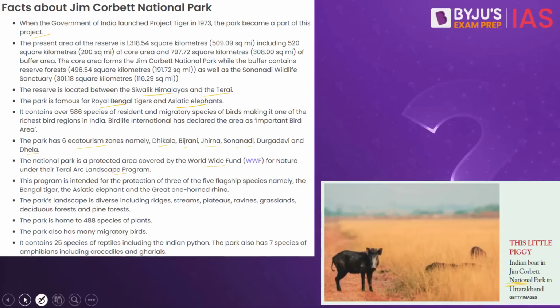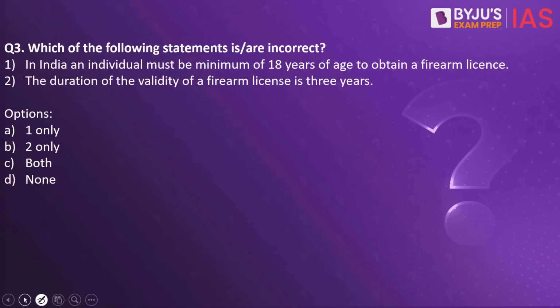Now let's look into the next practice question. Which of the following statements are incorrect? In India, an individual must be a minimum of 18 years of age to obtain a firearm license. The duration of the validity of a firearm license is 3 years. Which of the statements are incorrect? Do note, it is asking for the incorrect statement, so the answer to this is both.